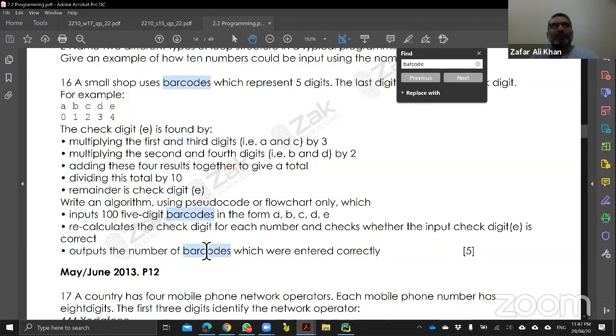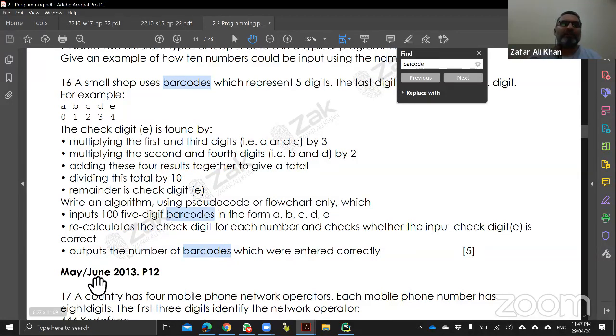A 5-digit barcode, but in the form that 5 variables will be used. And then they recalculate the check digit. Recalculate the check digit means the check digit is already there. All we have to check is, like we are at a checkout counter entering the data, and the system is checking whether the data being input is correct or not. All right, so let's do it.